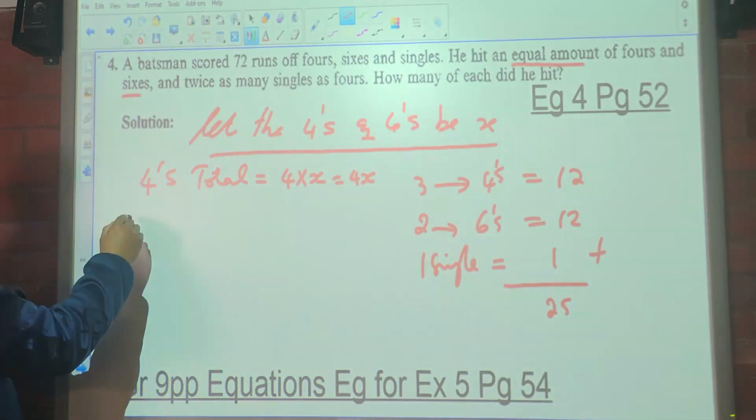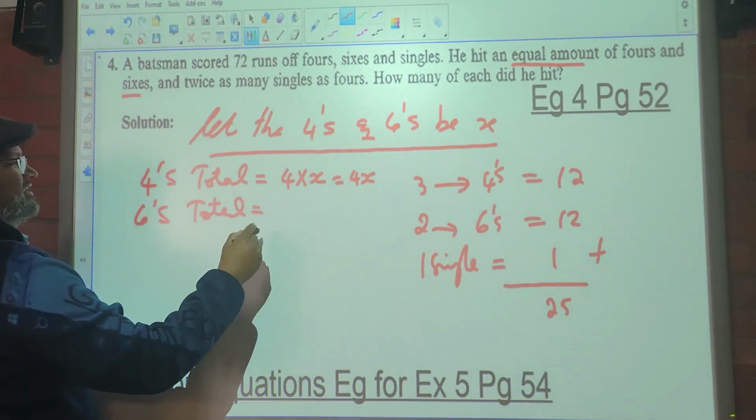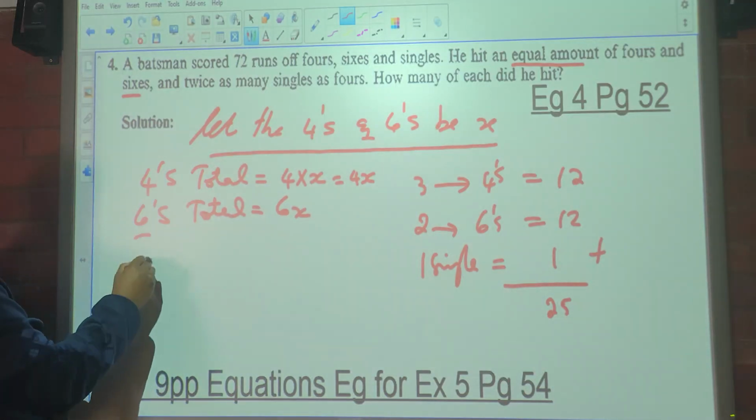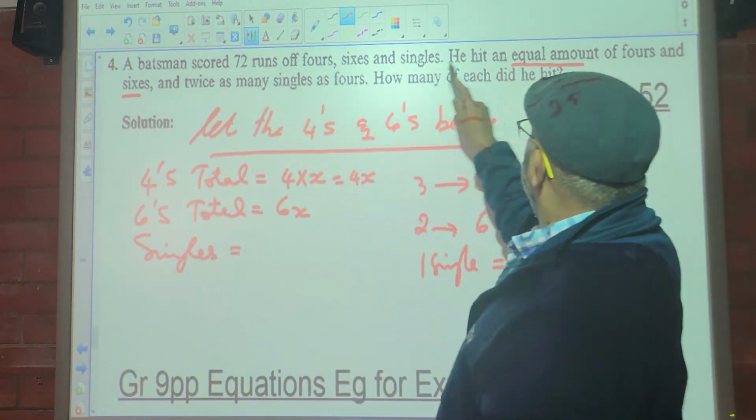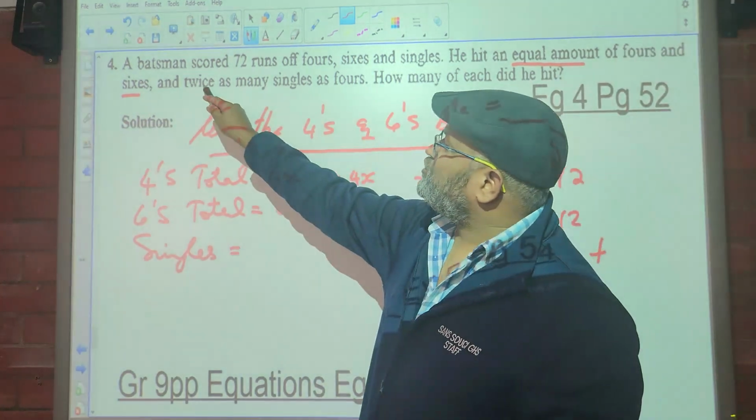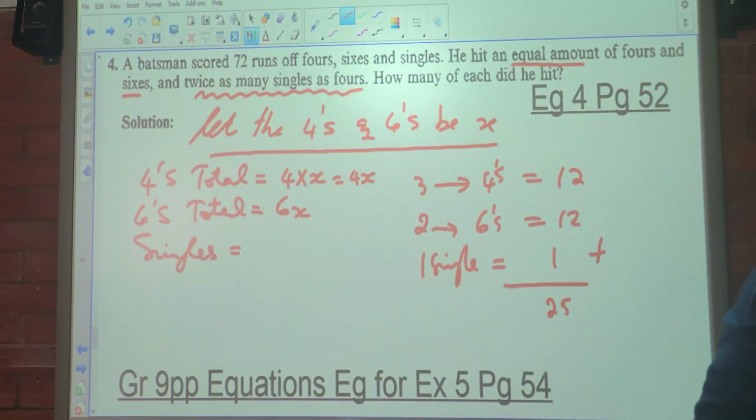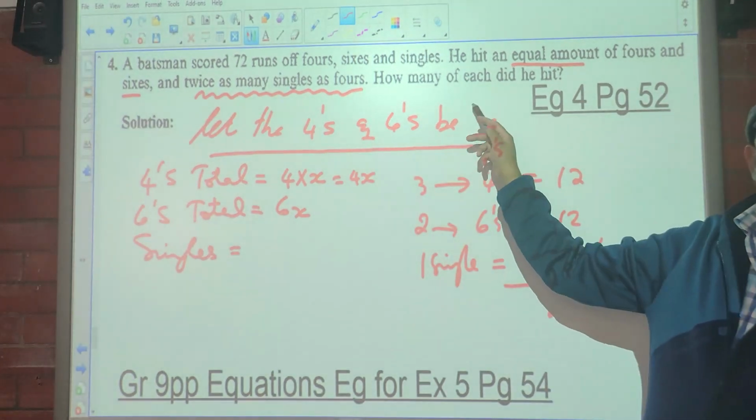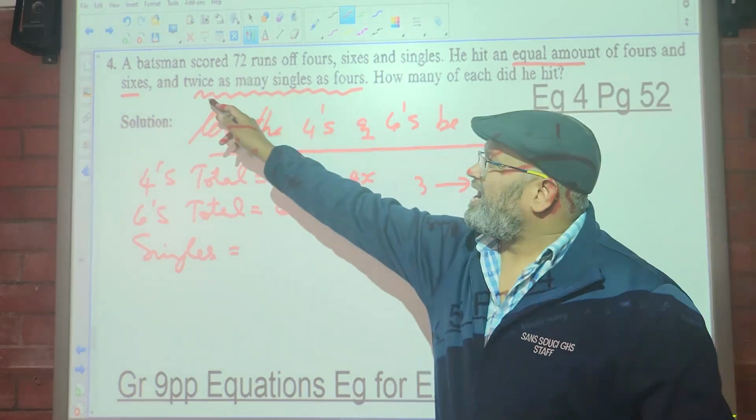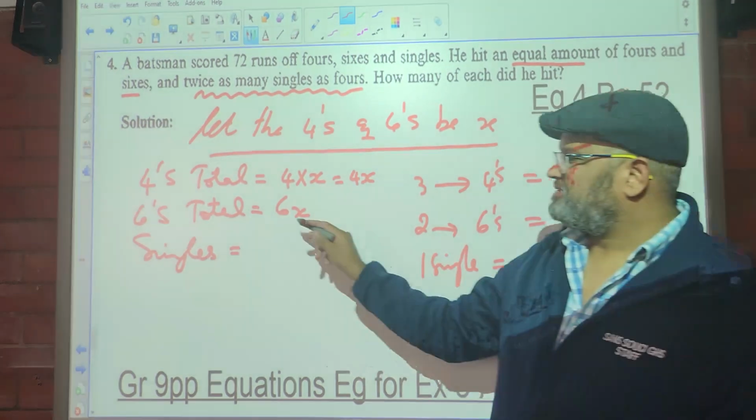So if I set up the equation for sixes, what would that be? 6x. Singles? Now we come to the singles, we are told he hit twice as many singles as fours. How many fours did he hit? X amount of fours. If we hit twice as many singles, it's going to be 2x.